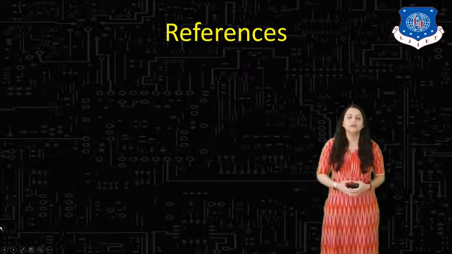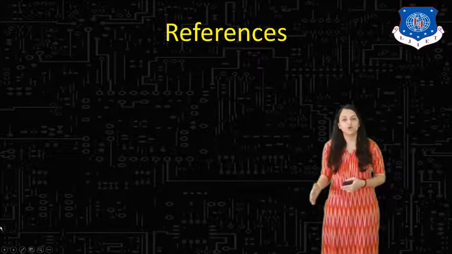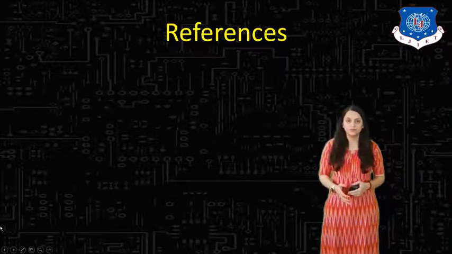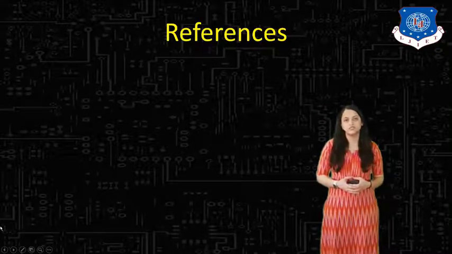So I hope that the difference between the first order Butterworth low pass filter and the first order Butterworth high pass filter is clear to you now. The responses are clear and you can solve the examples based on these also.